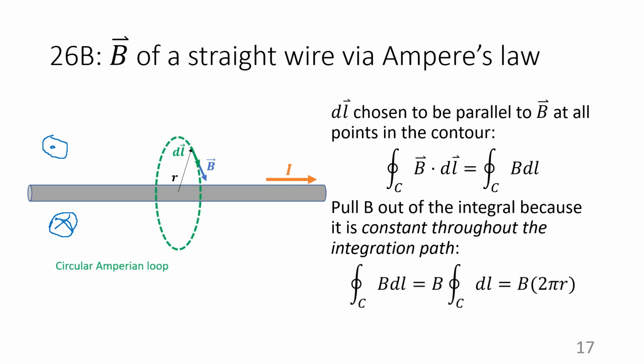The integral is then easily evaluated to be just the circumference of the loop. So notice here, once we're done isolating B out of the integral, this integral of dl just becomes the circumference of your Amperian loop. Now, the left-hand side of Ampere's law will then just be equal to B times 2 pi r, something very simple, unlike Biot-Savart.